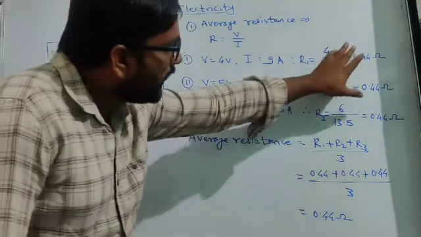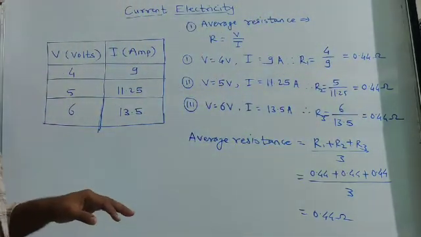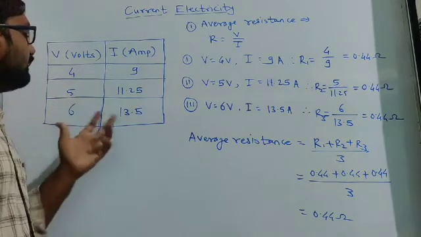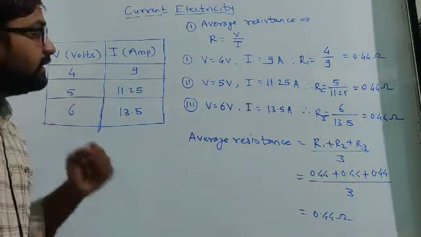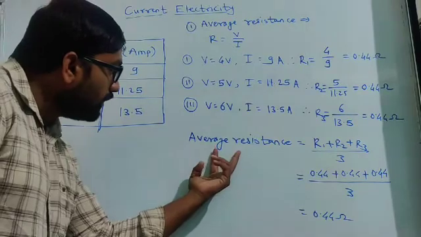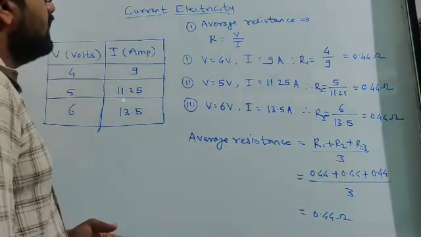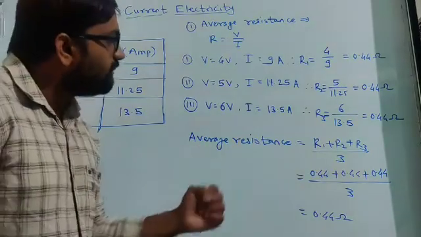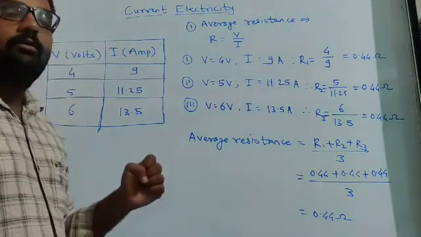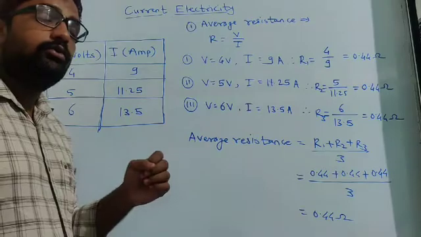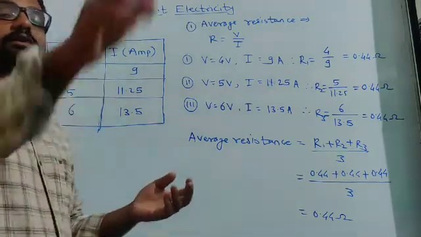Okay, so now we have calculated all three values of resistance at different values of voltage and current. Now we have to find the average resistance. The average resistance will be equal to what? What do we have to do to calculate an average? Average means what?